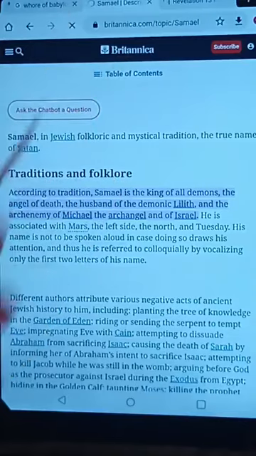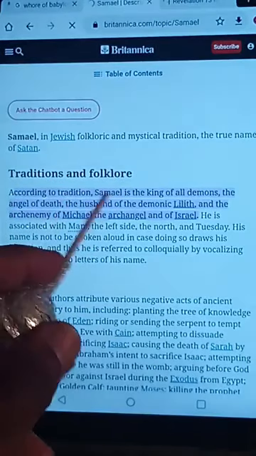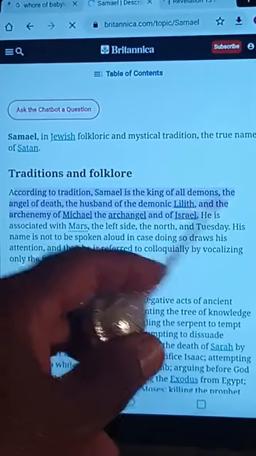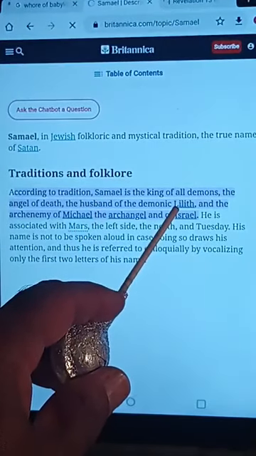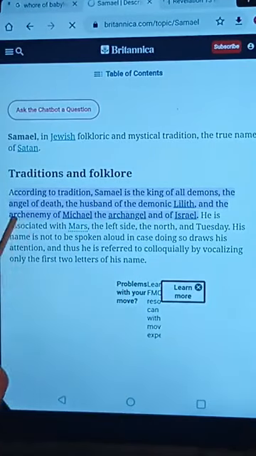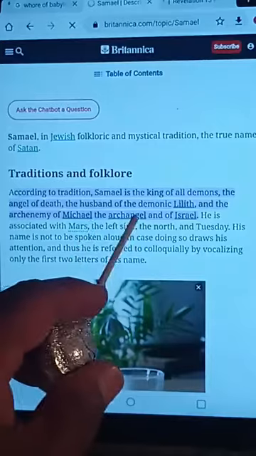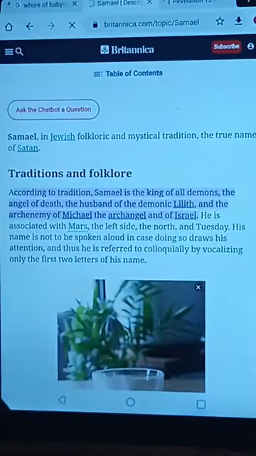Britannica Encyclopedia. According to tradition, Samael is the king of all demons, the angel of death, the husband of the demonic Lilith. And he's the enemy of Michael, who is the protector of the chosen bloodline, Yasharel, not Israel. I got the Hebrew Cipher Bible. The Messiah was not a Jew, and the chosen bloodline are not the Jewish people. It's Yasharel, not Israel. And his name is not Michael.